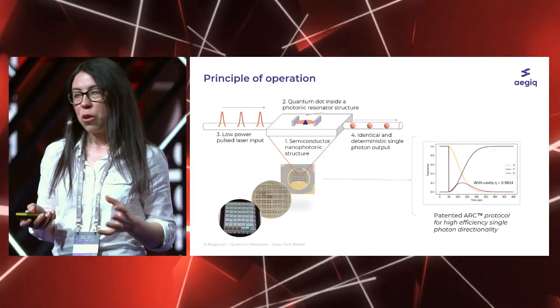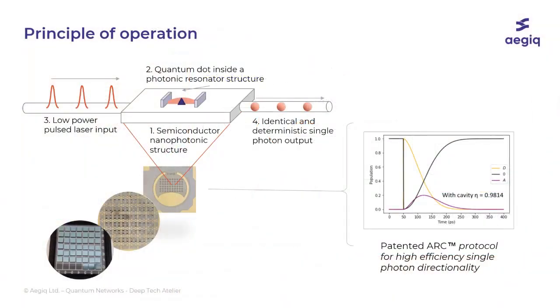Very briefly, for those of you that are interested, this is how it operates. You take a quantum dot, which is a nanocrystal that can produce these single photons of light, and you embed it in a semiconductor nanophotonic structure, which acts sort of like a resonator. You then have a laser input, and your output are these single photons, which you use as your qubits.